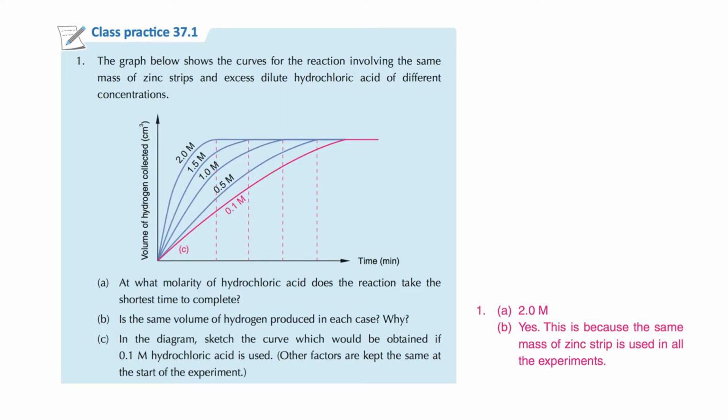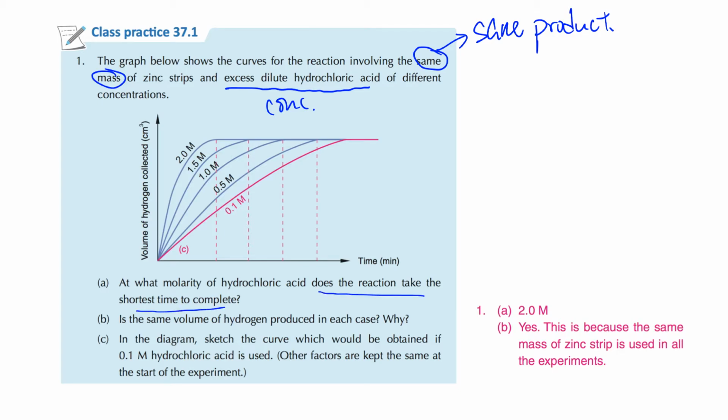So I have another example. The graph below shows curves for reactions involving same-mass zinc strips and excess dilute hydrochloric acid. One thing you have to pay attention to: same mass means same products. If we change the concentration of HCl, we are changing the excess chemical, so it won't change the amount of the product. At what molarity of HCl does the reaction take the shortest time to complete? Shortest time means fastest rate.